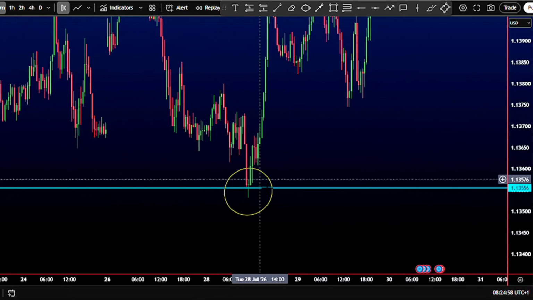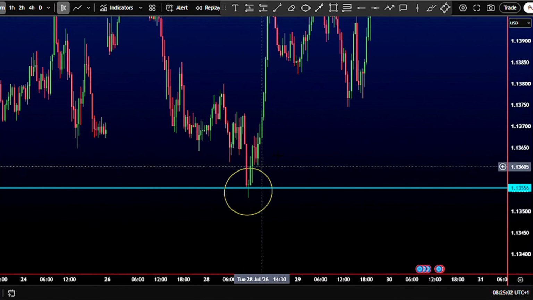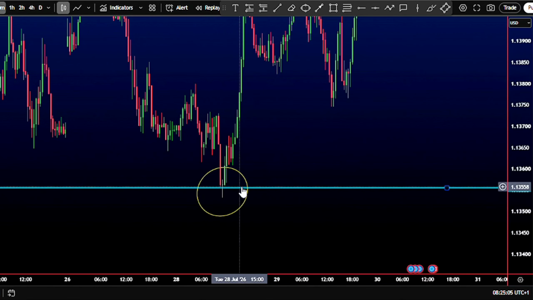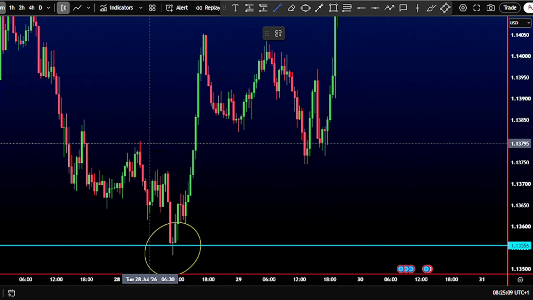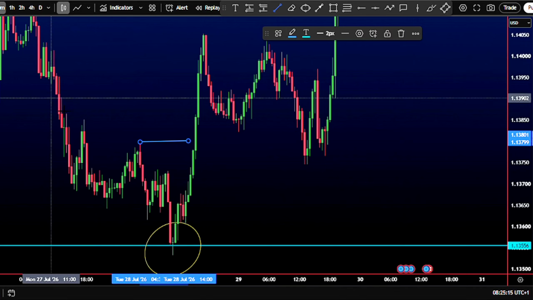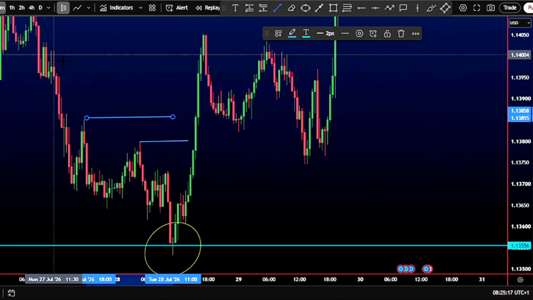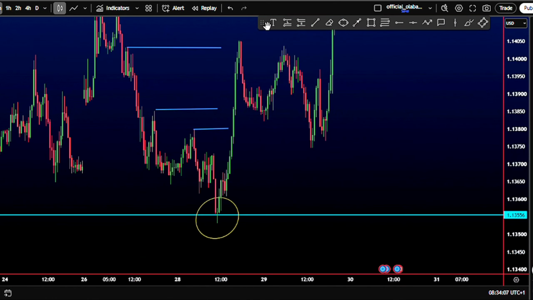After this rejection here, as you can see, the price rejected off a strong level of demand, bought to this place. You could see it broke all this structure: 1, 2, 3. This alone should tell you that the price is ready to change from a sell trend to a bullish trend, with all this structure that broke here.